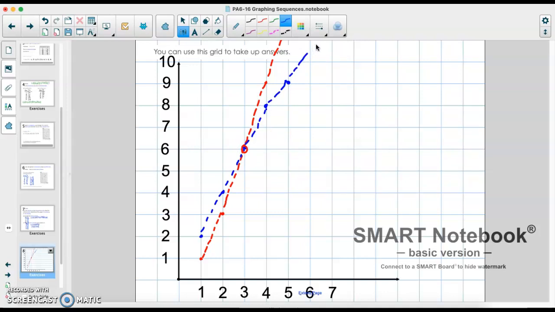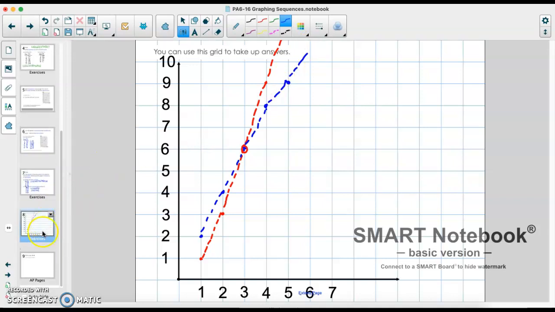Anyway, that's it in terms of graphing sequences. The practice is 3 pages today. It's 86, 87, and 88. And it says that right here.